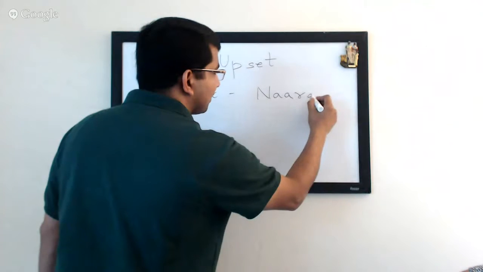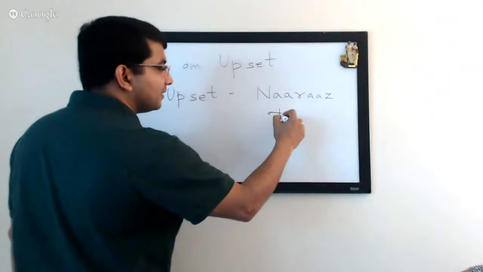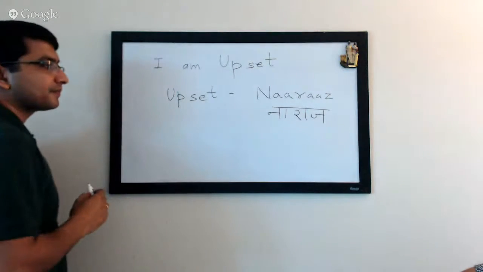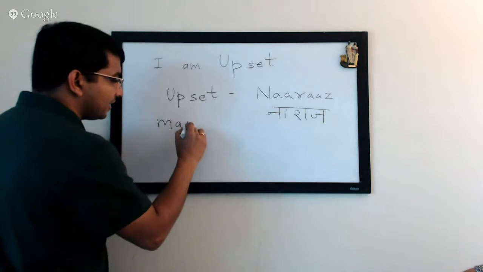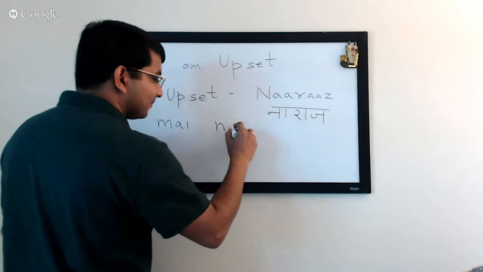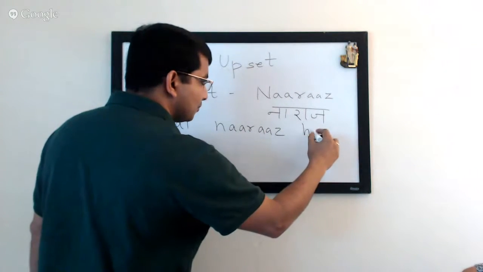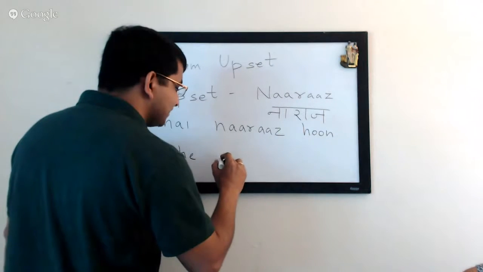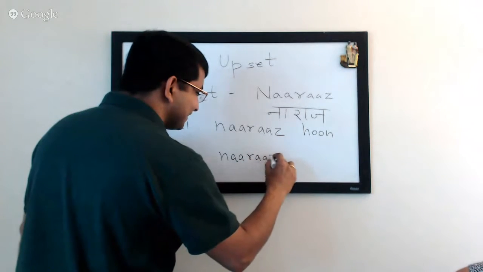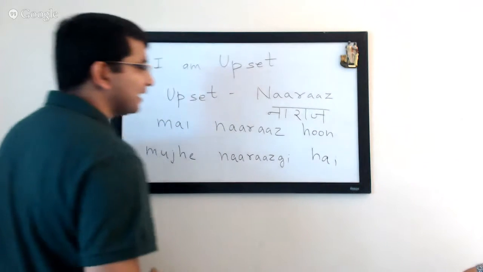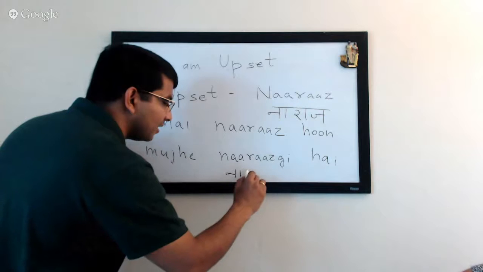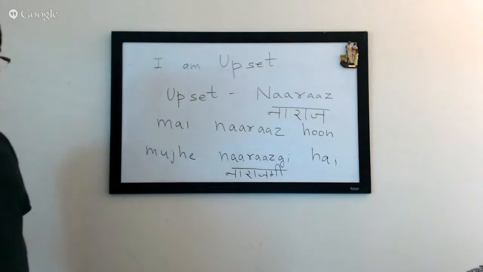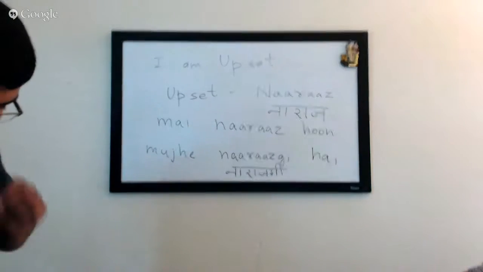So you have a na-raz. Okay, you have a na with a, you have a ra with a, and then you have a z, naraz. Okay, so you say it, मैं नाराज हूँ. और मुझे नाराजगी है. मुझे नाराजगी है. Oh, नाराजगी. And the way you write it is like you have a na, ra, z, and then gi. मुझे नाराजगी है. Okay, shall we continue? Yeah, let's do it.